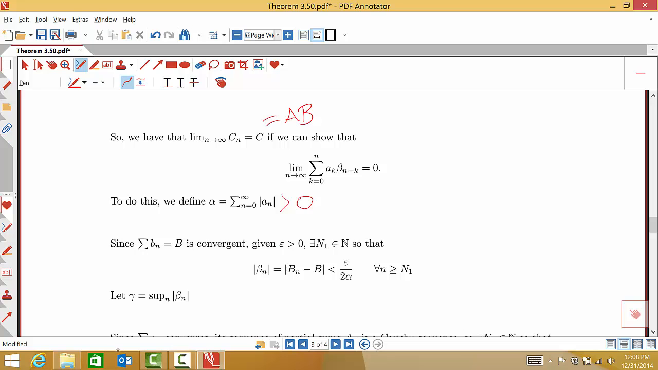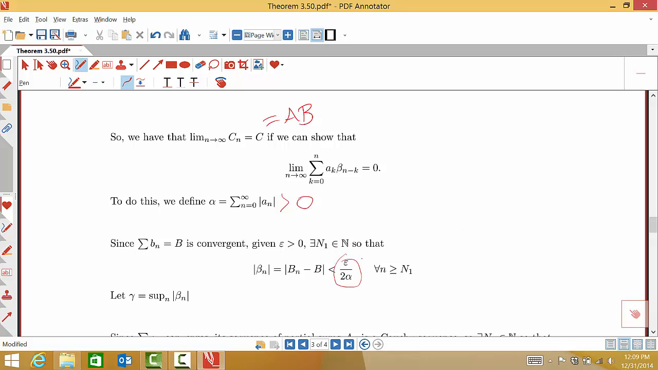And then, since our series of b sub n's is convergent, given any epsilon greater than 0, we're going to take an arbitrary number epsilon greater than 0. By definition of convergent, there exists a natural number N sub 1 so that b sub n minus b gets small. That's exactly the size of our error. This is beta sub n in absolute value. We can make this small. We're going to choose it to be smaller than epsilon over 2 alpha for all n greater than or equal to capital N sub 1.